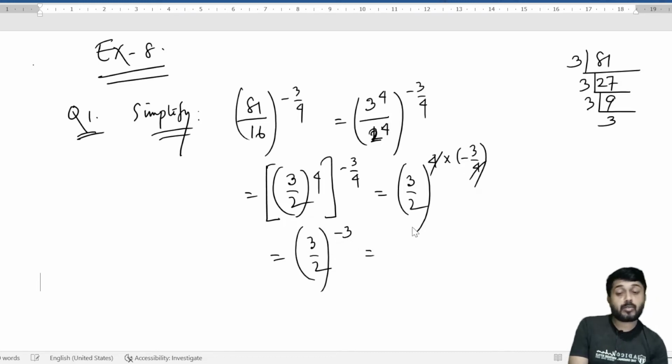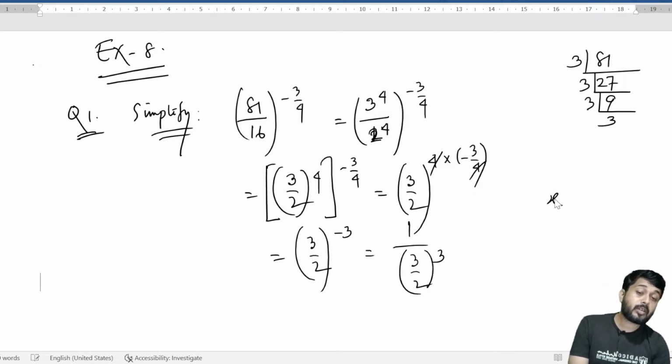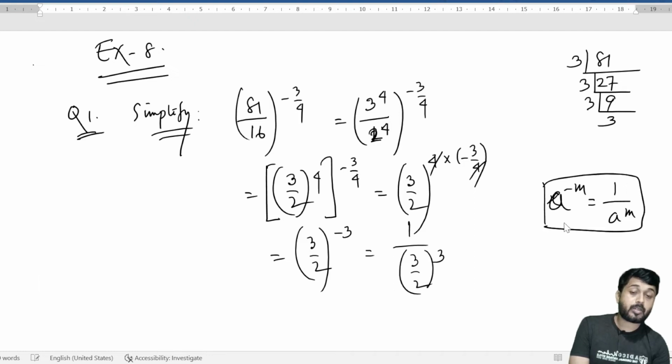What is 3 by 2 whole to the power minus 3? We can write 1 by 3 by 2 whole to the power plus 3, because I told you that a to the power minus m is equal to 1 by a to the power plus m, right? So that is what we are making use of in this step. Is it clear?